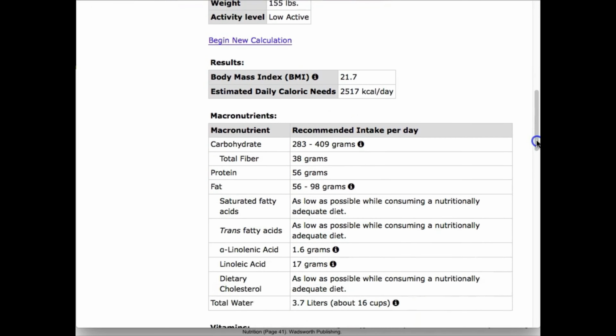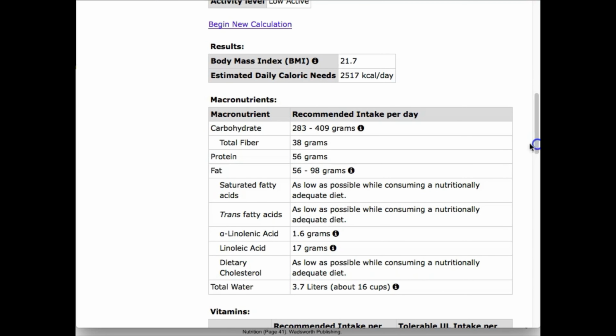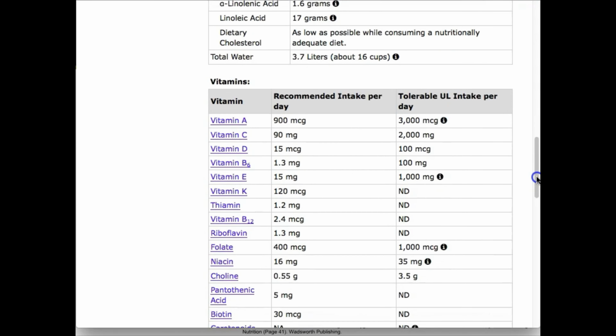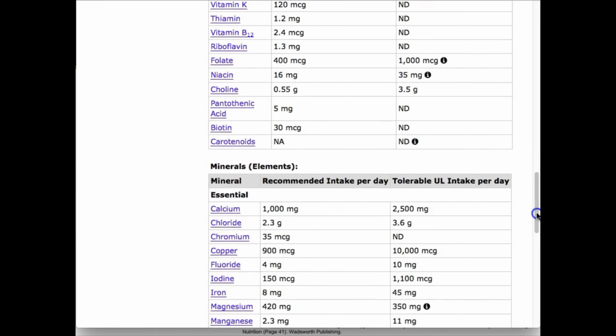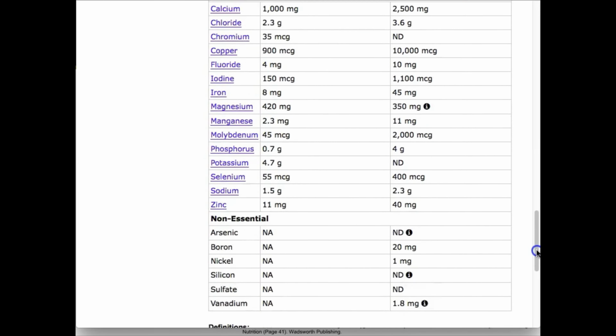If you scroll down further, you can see the amounts of carbohydrate, protein, fat that you need in your diet, as well as the amounts of vitamins and minerals that it's recommended that you ingest.